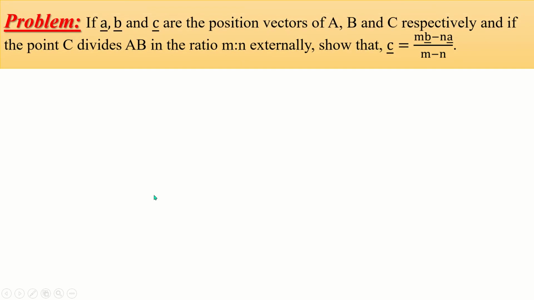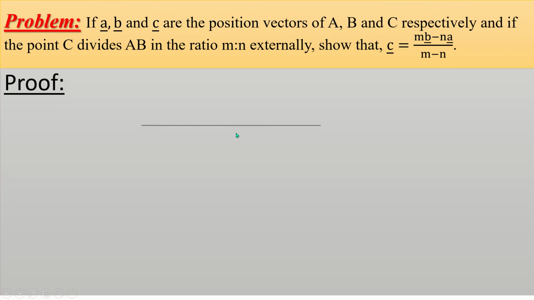Same proof, but C divides AB in the ratio m to n externally, so that c vector is equal to (m b vector minus n a vector) divided by (m minus n). The explanation will be the same, but at first we have to take the line ABC, where point C divides AB externally. That means AC is equal to m and BC is equal to n.